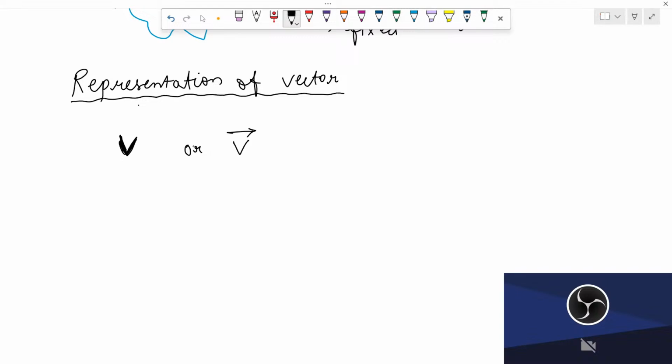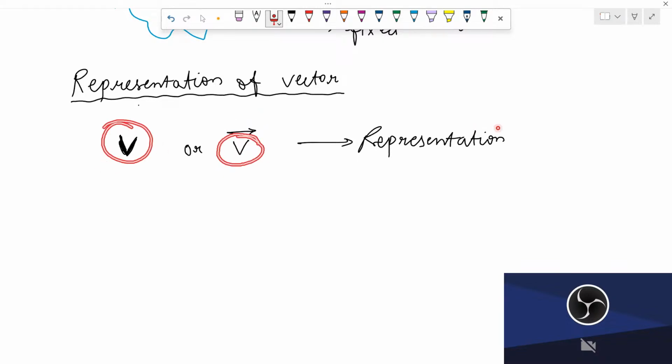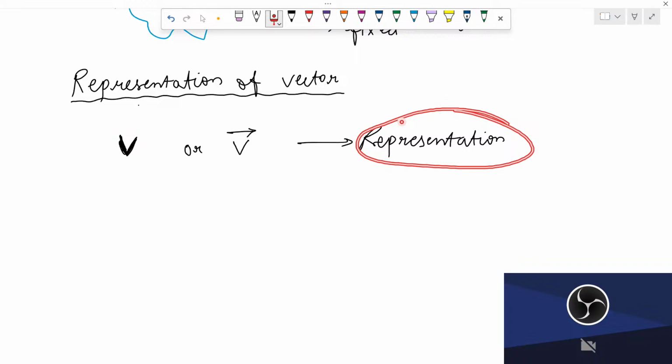So these are the representations of vector quantity. If we want to represent a vector quantity, we need to use either a bold letter or its starting letter with an arrow at the top. You can see the arrow at the top and a letter here, and here the bold letter. This is the representation of vector. Is it clear?